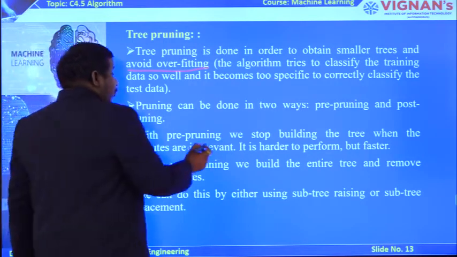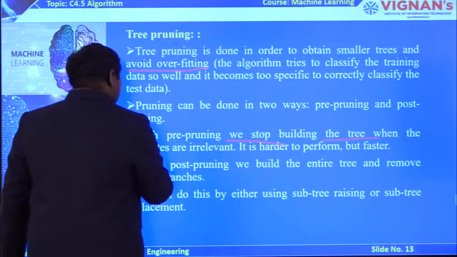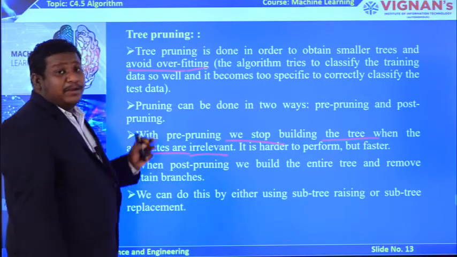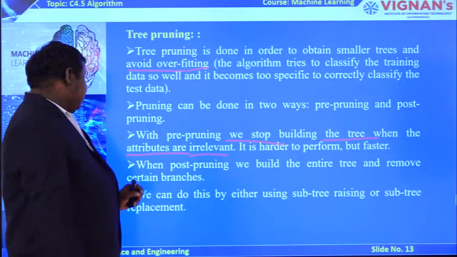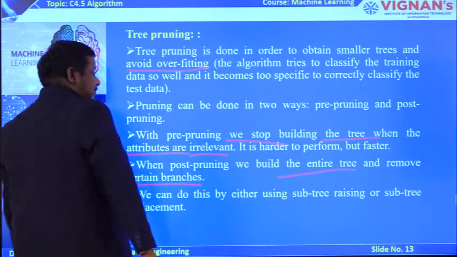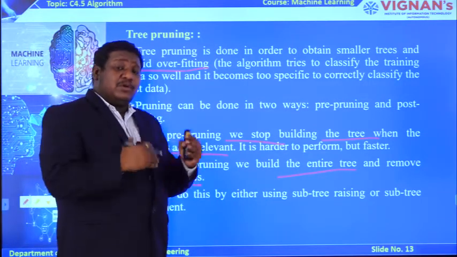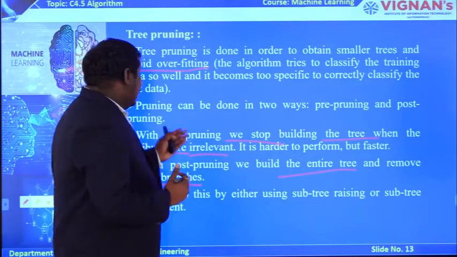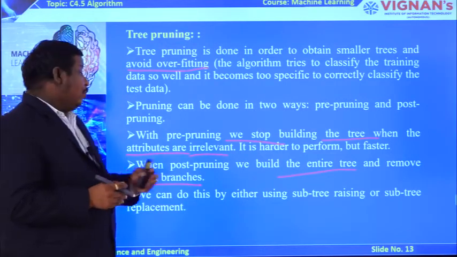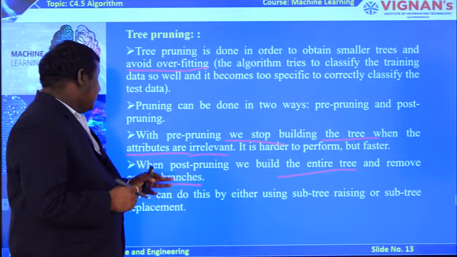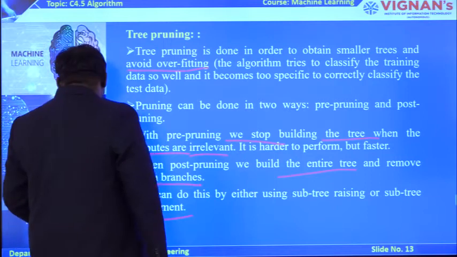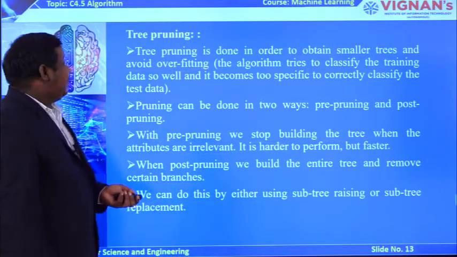With pre-pruning, we stop building the tree when the attributes are irrelevant. So, when the attributes are irrelevant, we use pre-pruning by stopping the building of the tree. Similarly, with post-pruning, we build the entire tree and remove certain branches. We can do this by using either subtree raising or subtree replacement. This is called the tree pruning method.